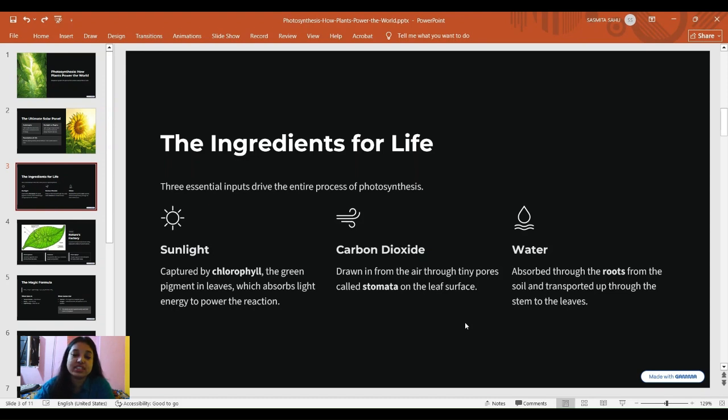Then come to the next point, that is carbon dioxide, drawn in from the air through tiny pores called stomata on the leaf surface, and using the carbon dioxide they prepare their food and they release oxygen. Then come to the next point, water. Water is absorbed through the root tips from the soil and transported up through the stem to the leaves. Through water, minerals also enter the plant body. By using those minerals, the plant prepares its food.